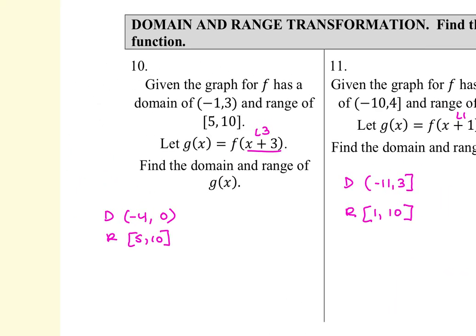So this one is just the inside right, which is left 3. Left 3 is your domain. Left 3 is minus 3. So negative 4, 0. And then 5, 10 didn't change.